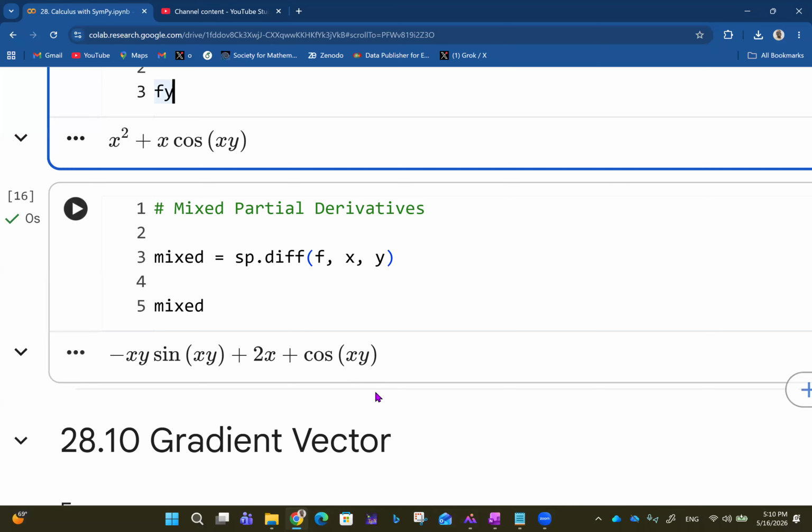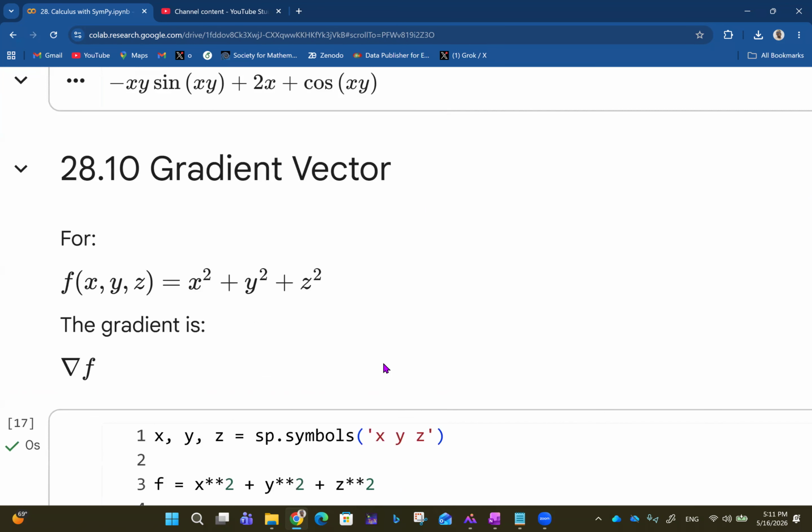So that's what we mean by mixed partial derivatives. Differentiate with respect to x and then with respect to y, or differentiate with respect to y and then with respect to x. You get the same result any direction you go. So gradient vector now.